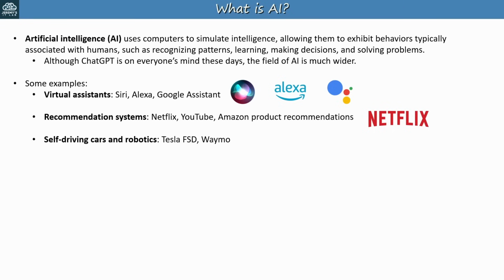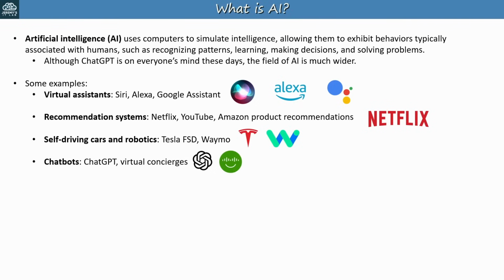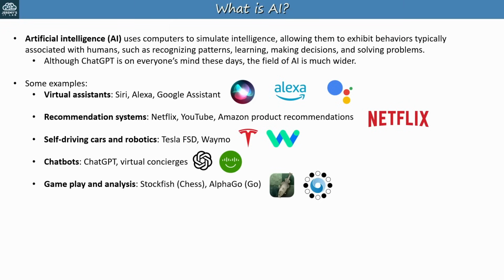Self-driving cars and robotics, such as Tesla's full self-driving and Waymo, rely on AI to process sensor data, make real-time decisions, and navigate complex environments. Chatbots, like ChatGPT, can generate human-like text for tasks ranging from customer support to creative writing. That logo on the right is the chatbot that appears when you visit Cisco.com, for example. That kind of chatbot is also known as a virtual concierge. AI is also behind advanced game-playing systems like Stockfish in chess or AlphaGo in Go, which have long surpassed the abilities of even the best human players of these games.